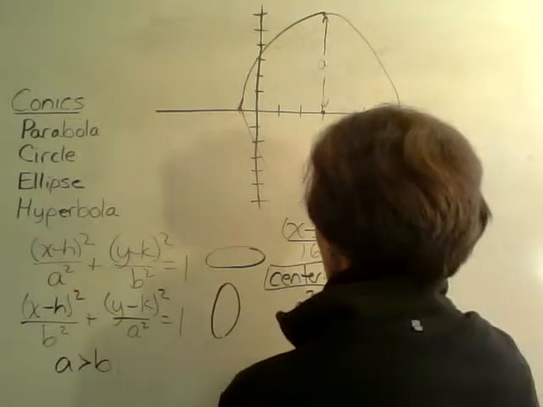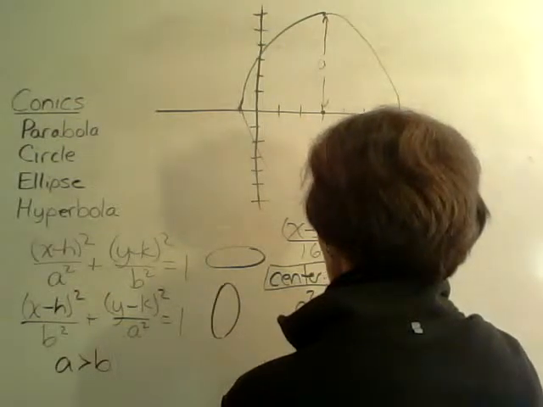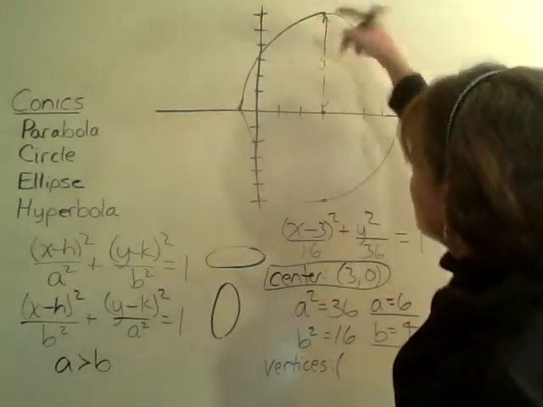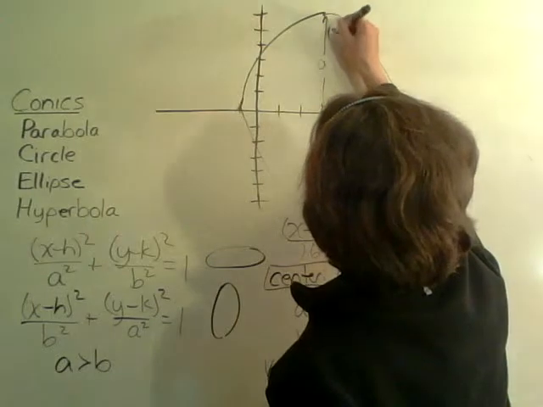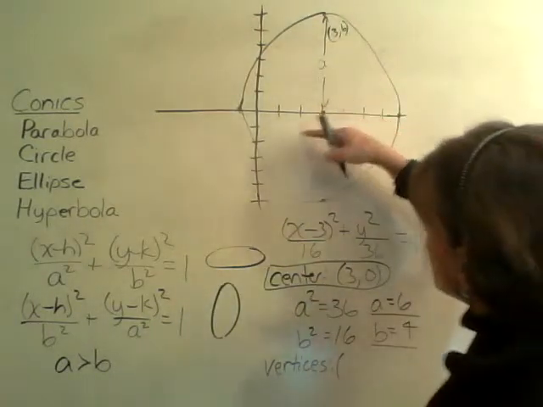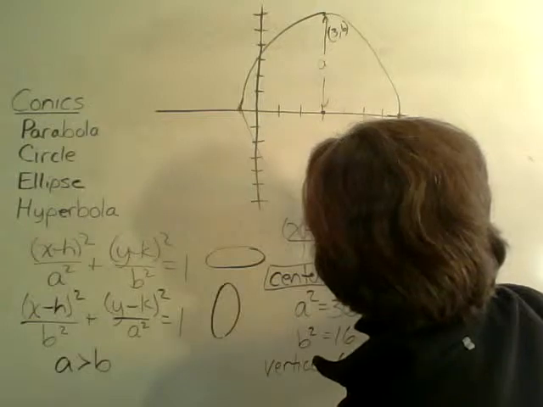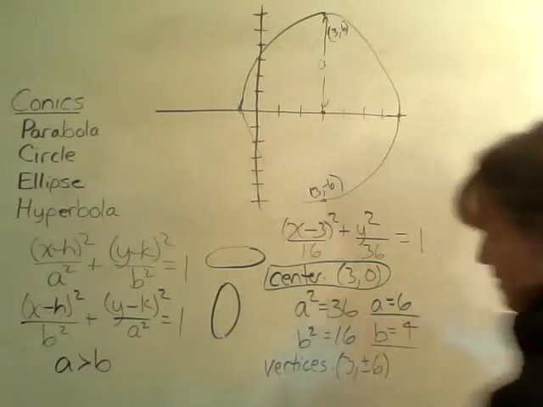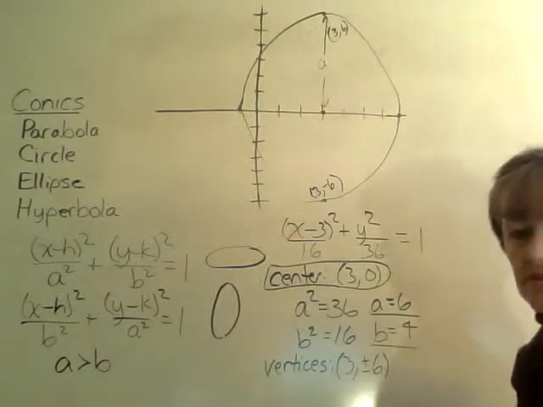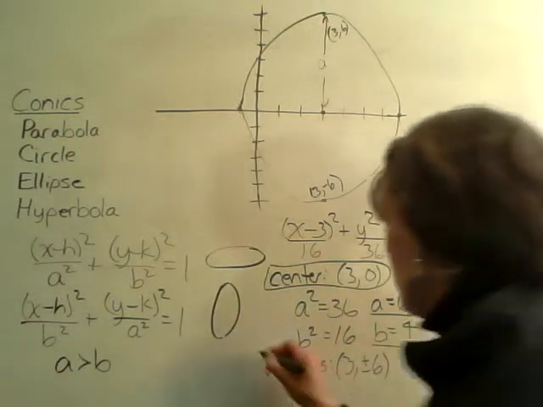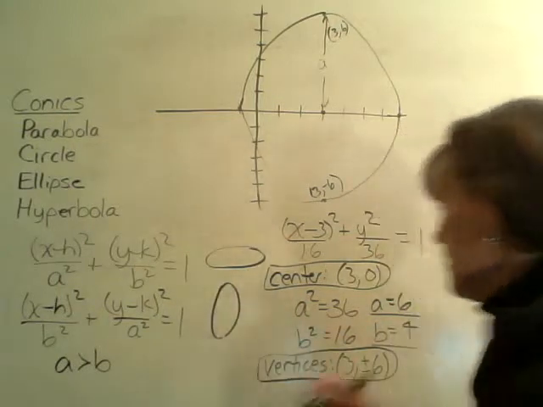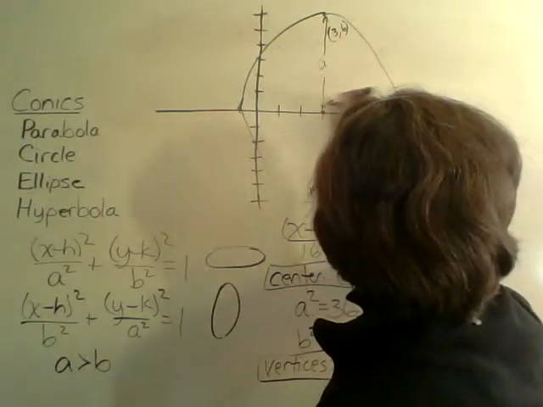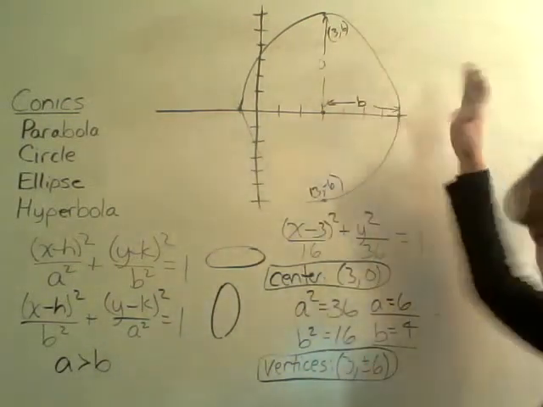And so I can identify on my graph that my vertices are at 3, and then 1, 2, 3, 4, 5, 6. So 3, 6, and 3, and then negative 6. 3, and you can write plus or minus 6 if you so choose. All right, these are my vertices. Okay, now there's one more thing that we want to identify on our conics, and true for the ellipse as well. I'm going to put B up here just so we remember what B has to do with my picture.